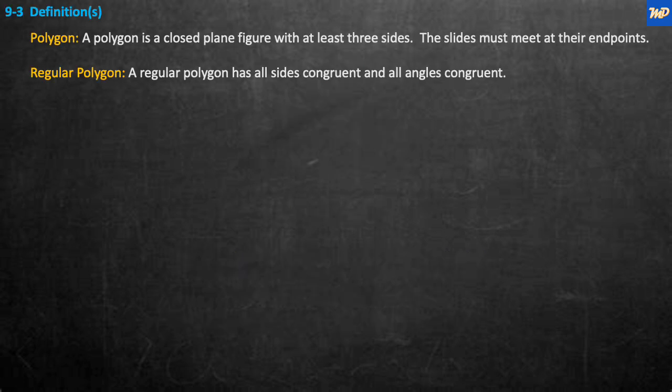Okay, to start, we have a couple definitions. One, a polygon. A polygon is a closed plane figure with at least three sides. The sides must meet at their endpoints. A regular polygon has all sides congruent and all angles congruent. We'll look further into that as we get into this section.